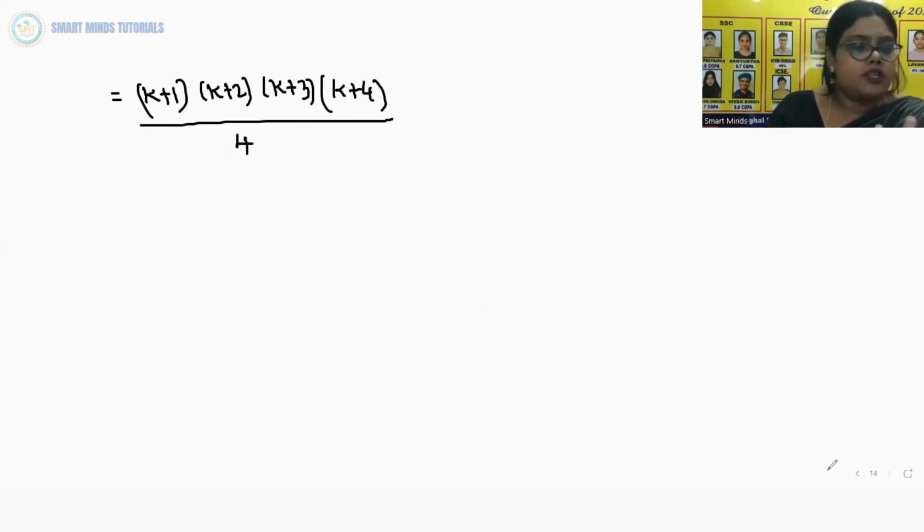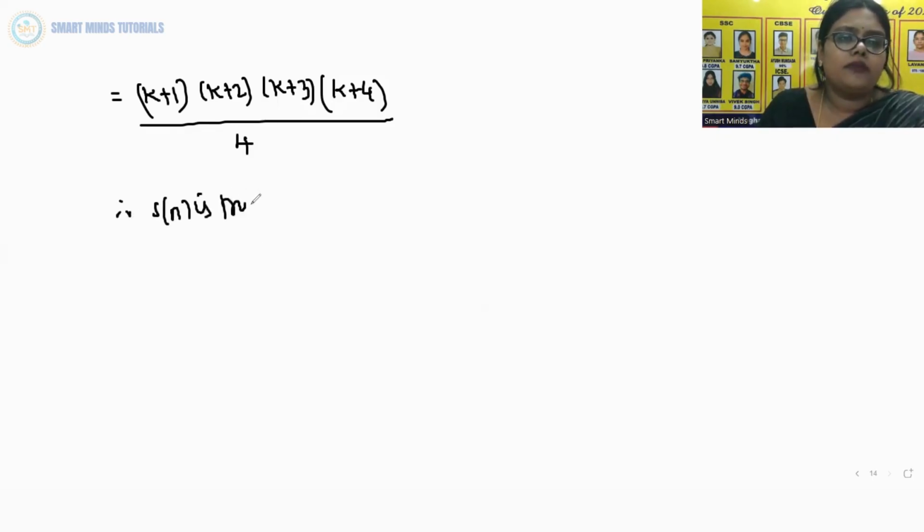Now you look at the question. RHS of the question, you look at it. In the place of n, we got k plus 1. In the place of n plus 1, we got k plus 2. In the place of n plus 2, we got k plus 3. And in the place of n plus 3, we got k plus 4. So, therefore, S of n is true for n is equal to k plus 1.